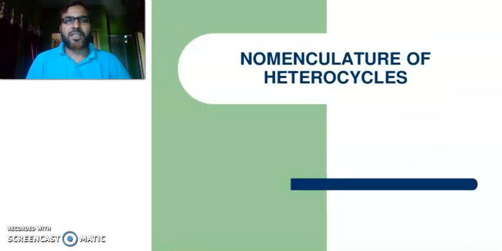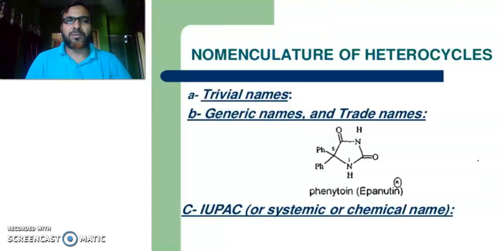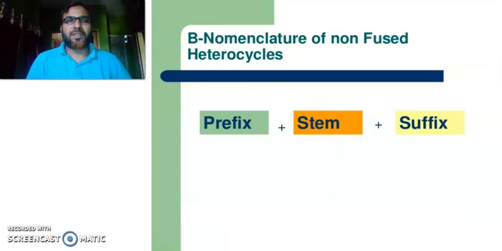Now friends, nomenclature of heterocyclic compounds. Nomenclature of heterocycles by trivial names, generic names and trade names. Phenytoin or epanutin, names of these compounds, you can see. IUPAC or systematic or chemical name. So, nomenclature of non-fused heterocycles.